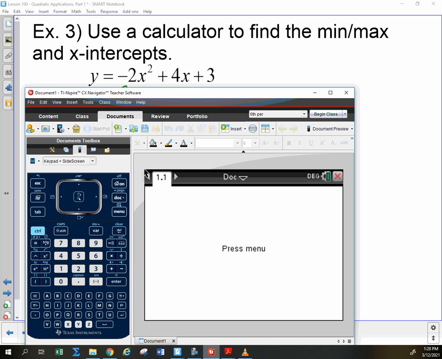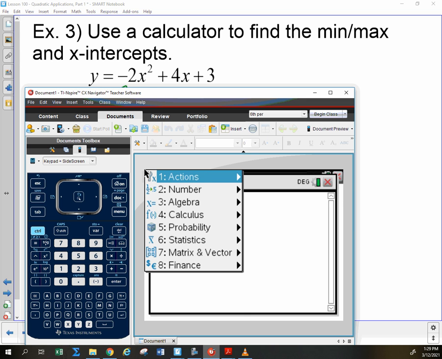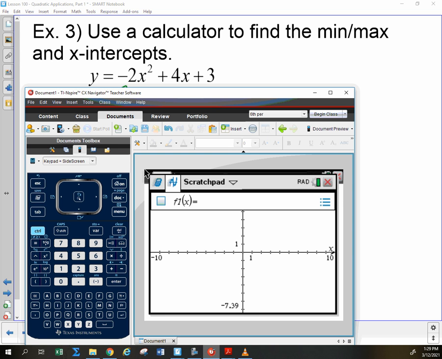To do a graph, we need to be on a graph page, either in Sketchpad or in a document. I'm just going to go to the Sketchpad. And then I have my function. Since this is y equals, I can enter it as a function. It was, oh good, we can still see it there.